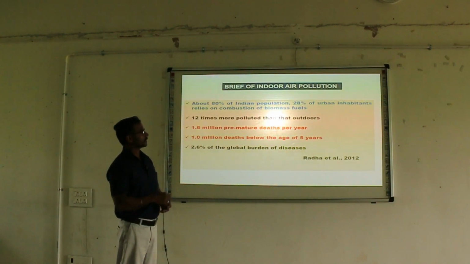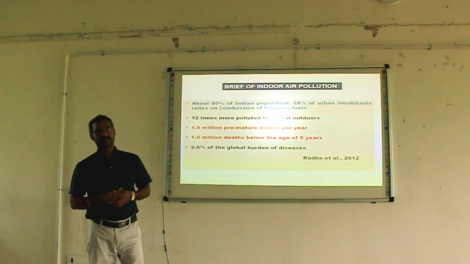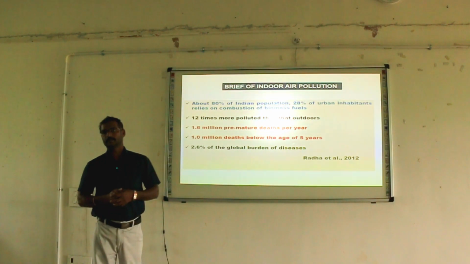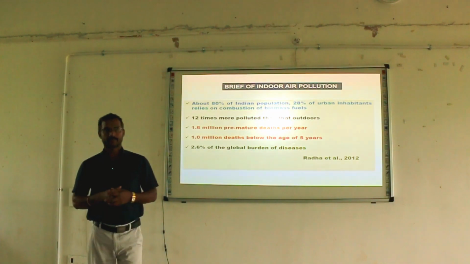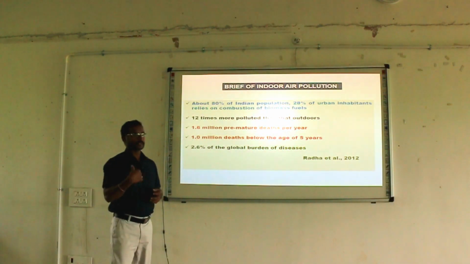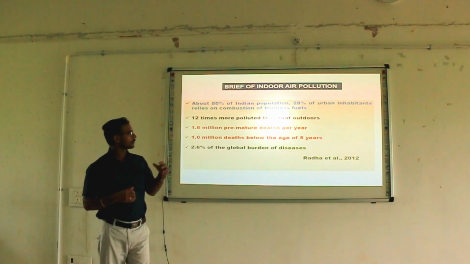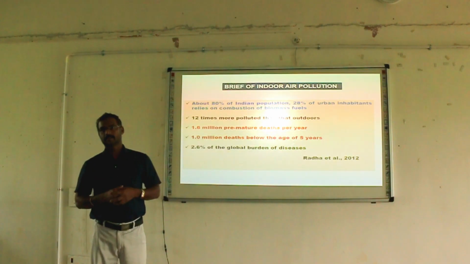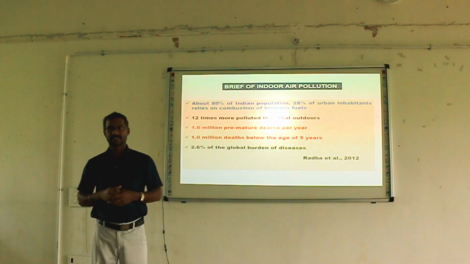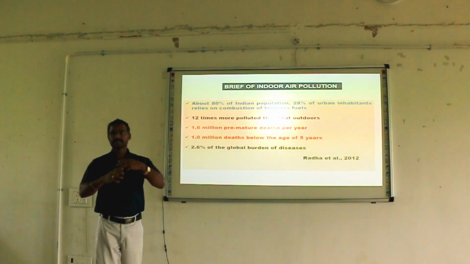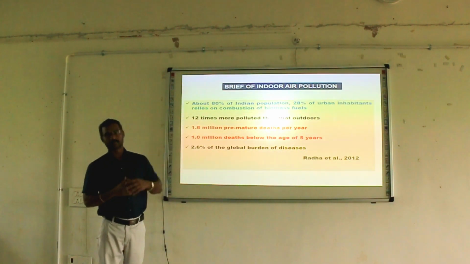80% of the people in India, and 28% in urban areas, are living indoors using biomass fuels only. Biomass means wooden materials, coal, and other substances used for energy purposes. Here, indoor pollution will be more than outdoor. Outdoors we have a vast open area, so pollution passes from one area to another place. But indoors, it circulates within the room. That's why the pollution is more than in outdoor areas.